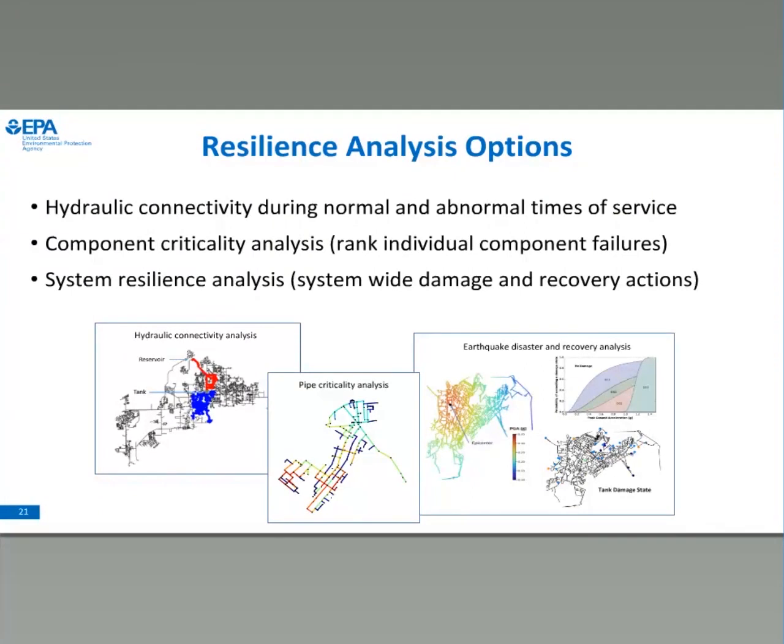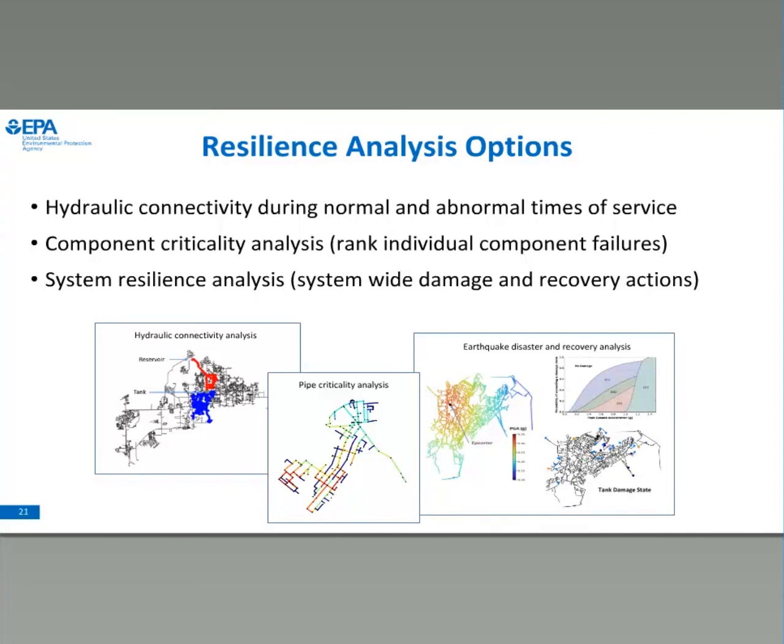So within WNTR, we have a variety of different resiliency analysis options available. We can look at the hydraulic connectivity during normal and abnormal times of service. So we can look at maybe the flow from the treatment plant and where does it go, where does it service, and so forth, maybe specific tanks.